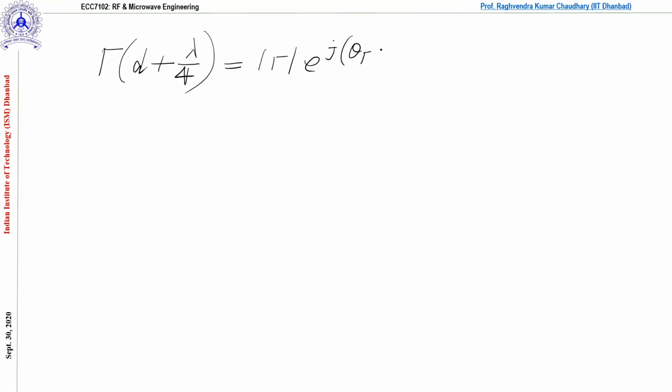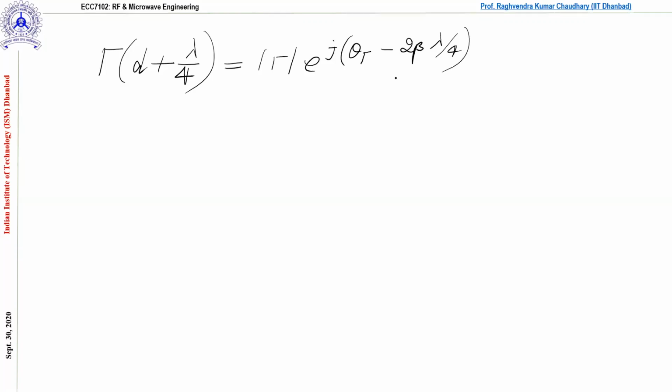So finally we have the y in terms of the reflection coefficient. Now, let's say gamma is a function of d and I'm adding an extra length of lambda by 4. Can we calculate? Yes. So this will be mod of gamma e to the power j (theta gamma minus 2 beta lambda by 4). Correct? Can we do it? Yes, definitely.